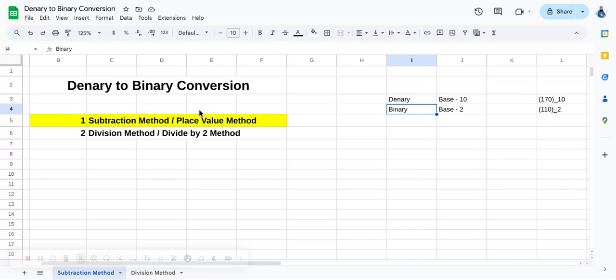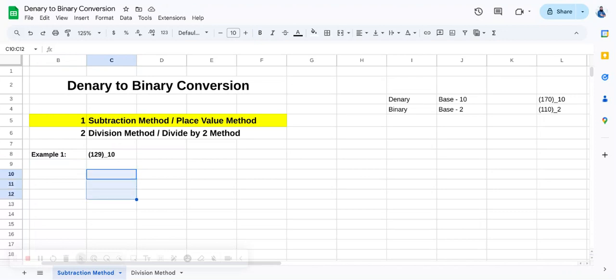So using the subtraction method, let's understand what the subtraction method is. For example, we are given a question. Let's suppose we are given a number 129, which has base 10, of course, because this is a denary number. So this is the number that we need to convert into binary. The method is very simple and straightforward when we are using the subtraction method or place value method.